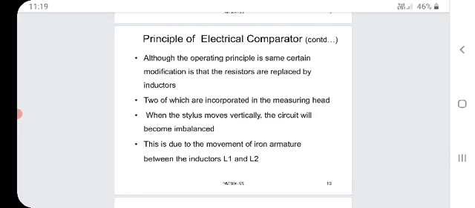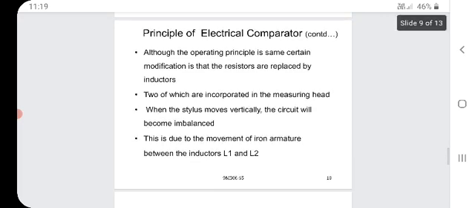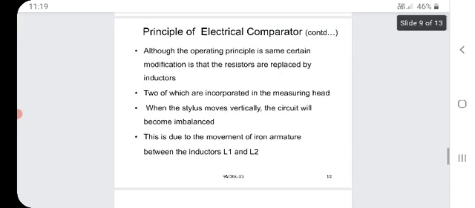Principle of electrical comparator, continuation. Although the operating principle is the same, there is a certain modification: the resistors are replaced by inductors, two of which are incorporated in the measuring head. When the stylus moves vertically, the circuit will become imbalanced. This is due to the movement of the iron armature between the inductors L1 and L2.